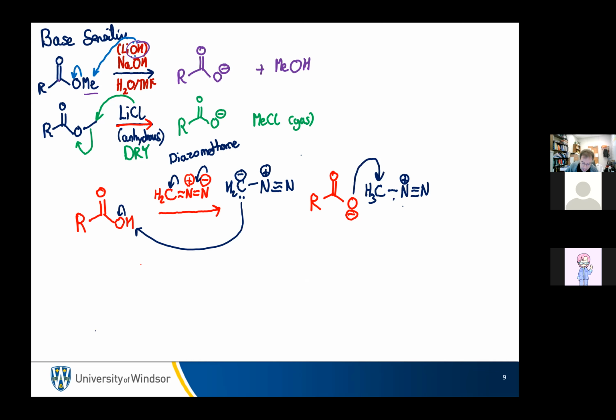So the methyl group has deprotonated the carboxylic acid. It's held in very close proximity and it snaps shut immediately to give you the carboxylic acid, the methyl ester, and nitrogen gas. And this, of course, is a gas. So what we've just done is we've taken something really, really dangerous and super toxic. We made it into like the most innocuous thing possible.